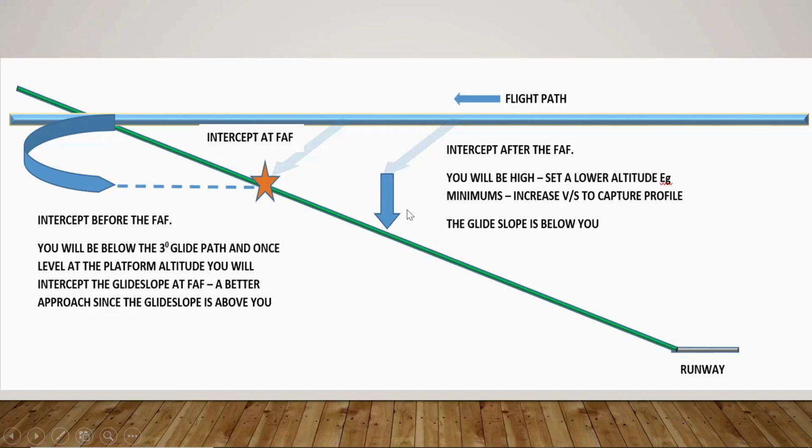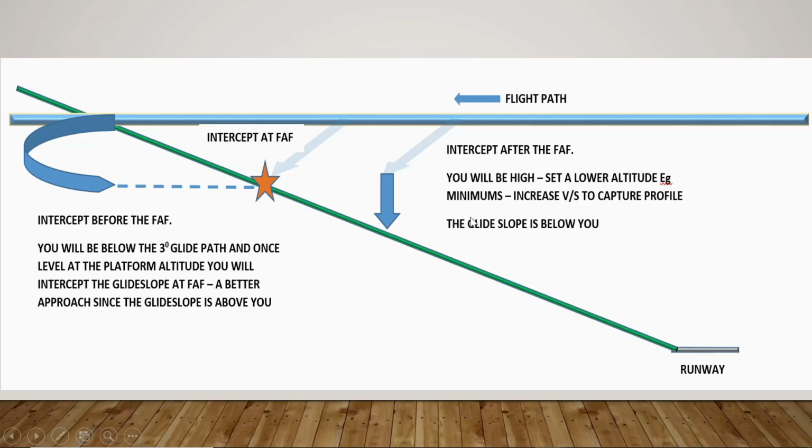So it means that if you have intercepted the glide slope after the FAF, we are reading from left to right, so after means after the FAF, you will be high. So to quickly capture your glide path, you need to set a low altitude. The minimums would be fine because you will get to the 1-2 level call quite early. So you will set a lower altitude, and then you will engage vertical speed, and then you will have to go down until you capture your glide slope, because the glide slope in this case is below you.